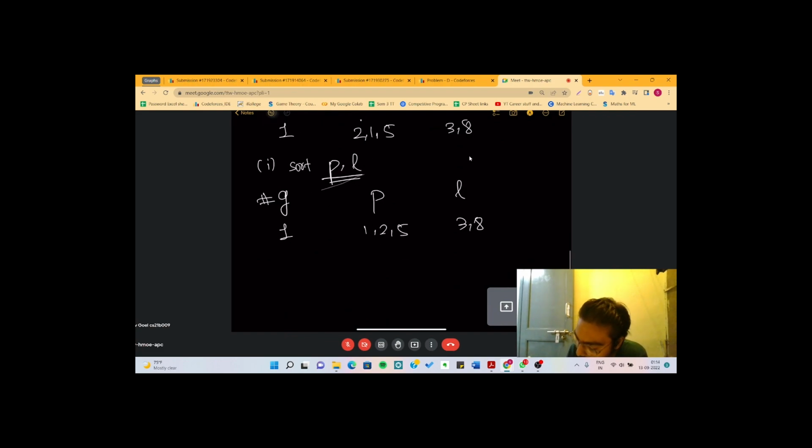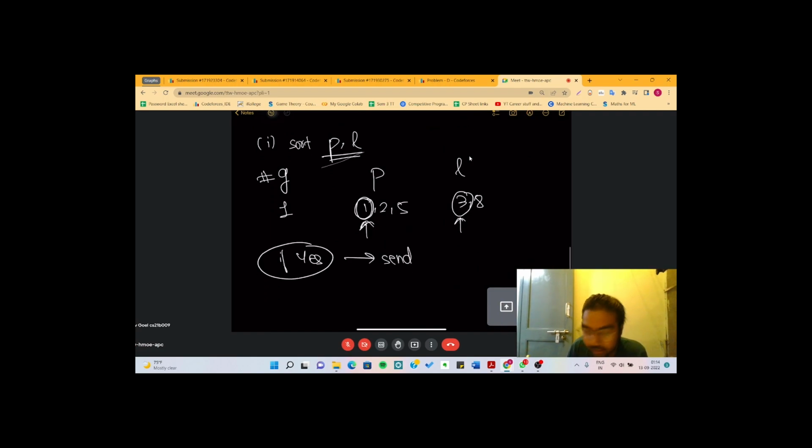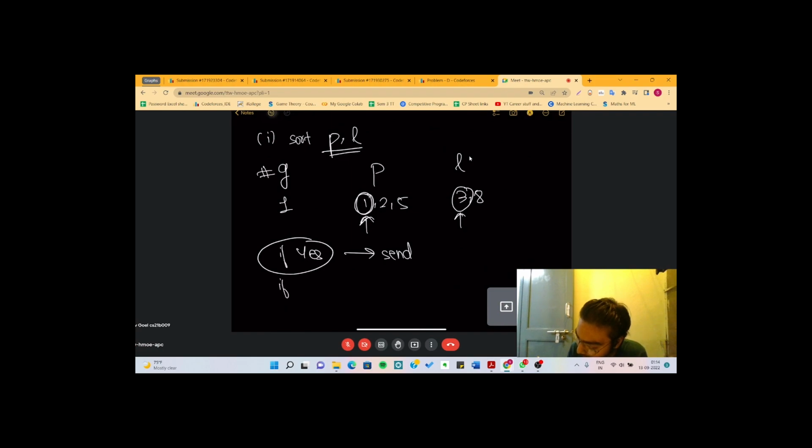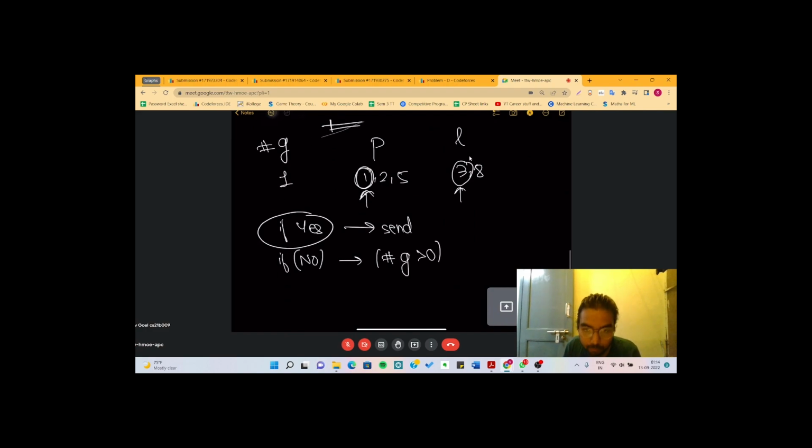Now what we will check is, can the minimum profit guy go with the minimum loss guy? If yes, then just send them. If he can't go with that, like in this case we can see that the minimum profit guy can't pay the bill for the minimum loss guy. So in this case we'll check if the good count is positive. If there is some good person, we'll just put this profit person with the good person.